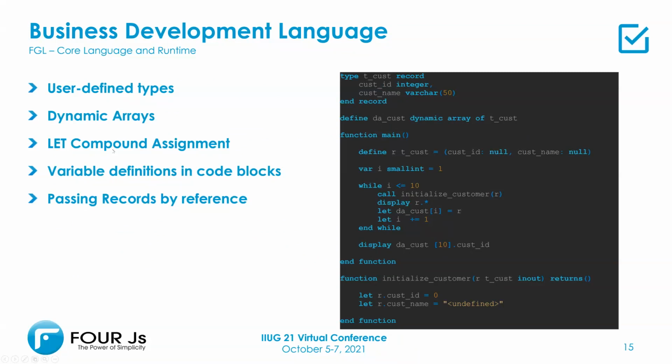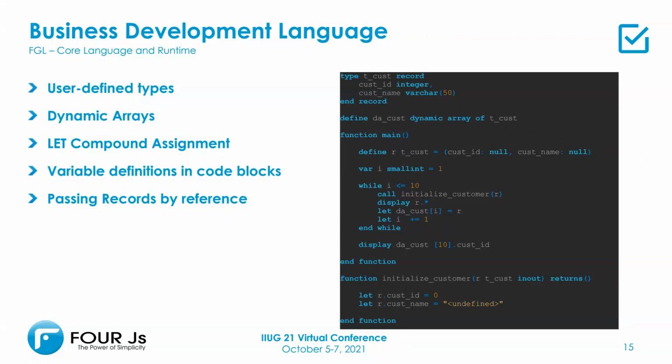You can let component assignment. So here you can see let I plus equal 1. Variable definition in code blocks. Here you can see that instead of defining on top of the module, you can do a var and then define a value and initialize it in the middle of any function, because it's just local. You just need it for a specific position in your code, and you can just do that instead of having it all the way up at the definition of the function.